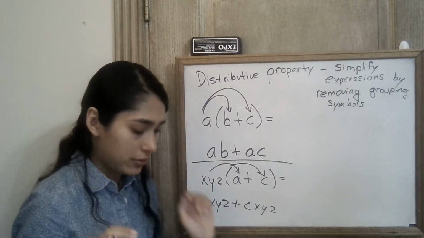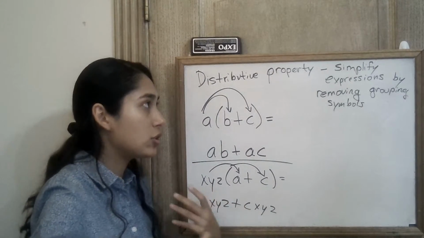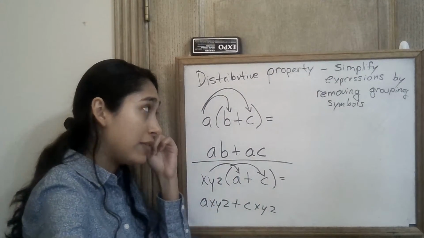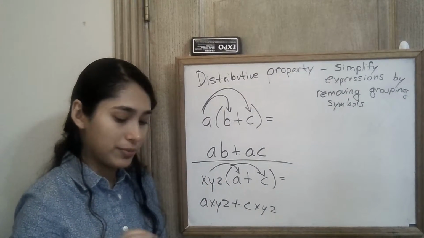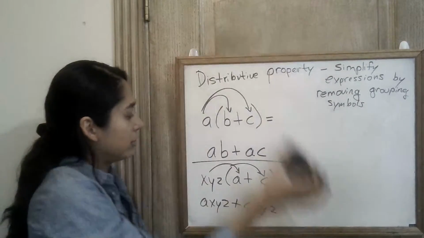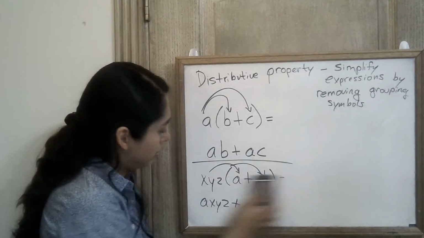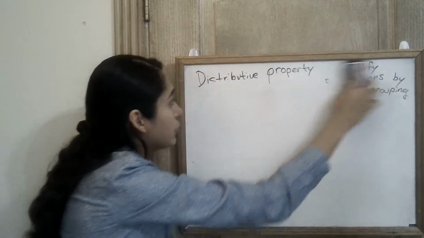So let's do a couple more examples, because I know this is still pretty fresh and it might be reminding some people of algebra and giving them scary flashbacks. So let me go ahead and erase. Still talking about the distributive property.